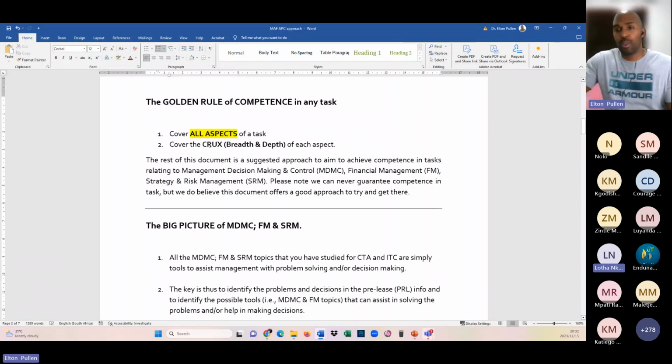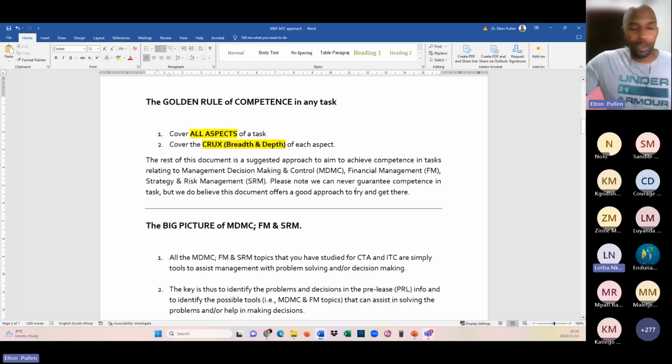And then within each aspect of a task, you've got to get to the crux of each aspect. So basically, that's the golden rule. If you can do that for every task, you're pretty much going to be competent in every task. The question then is, how do we work towards getting there? We can never guarantee competence, but we hope that some of the tips that have already been shared and some of what's in this guideline will move you closer towards getting to competence.